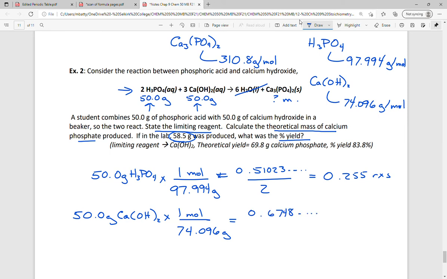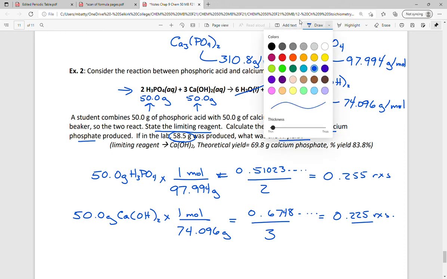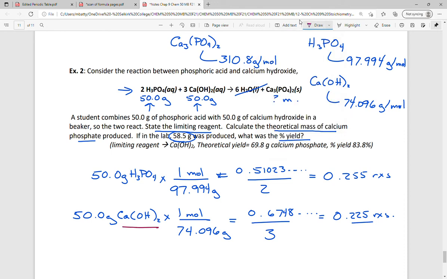Leaving it in my calculator, I divide by the coefficient from my balanced chemical reaction because that tells me how many times I can run this reaction. It works out to 0.225. So this one, I always have a hard time with numbers that are flipped and stuff, but this number is smaller. That tells me that the calcium hydroxide is the limiter. And look, that's already one right there.